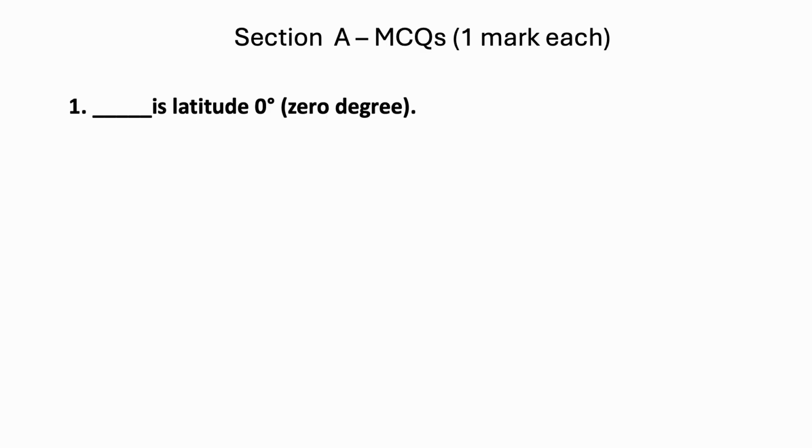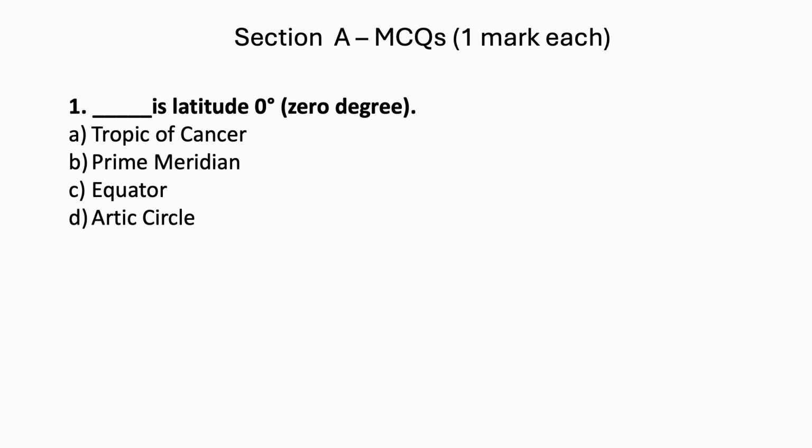First one, dash is latitude 0 degree. Options are Tropic of Cancer, Prime Meridian, Equator, Arctic Circle. Which is the correct answer? Equator. Equator is latitude 0 degree.